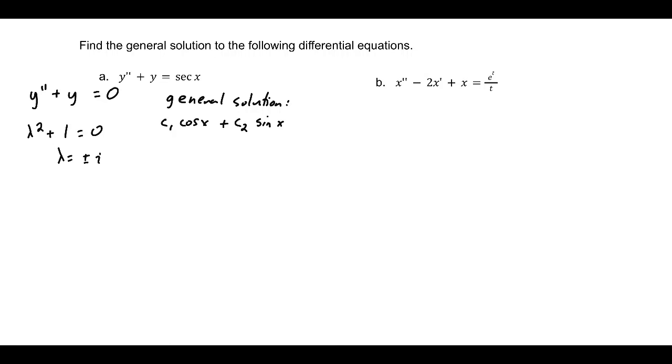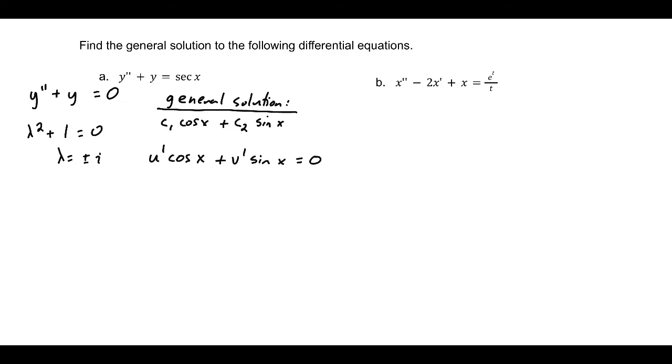Next, we will set up a system of equations. And by the way, this is called the method of variation of parameters. So based on that general solution, we'll set up a system of equations, and it is going to be u prime times y sub 1, which is actually the cosine of the general equation. So u prime cosine x plus v prime times sine x equals 0.